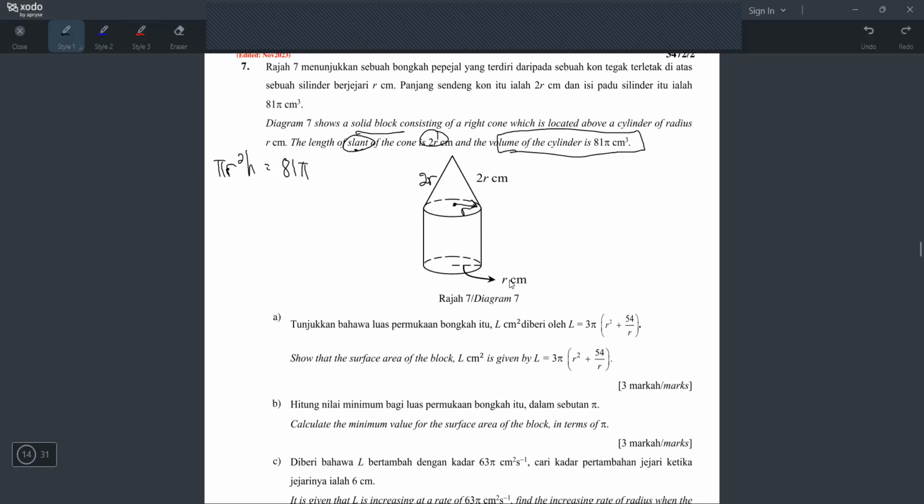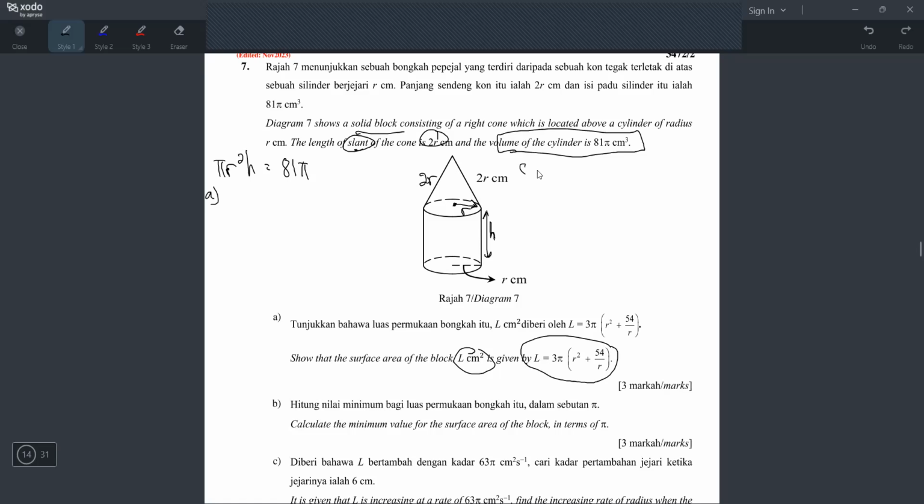But the r they never give, they just put r, and then the height of the cylinder also they never mention, but the height of the cylinder would be this, right? Okay, before I start to do anything, we read part a first. Show that the surface area of block L, meaning the whole thing, is given by this, right? Okay, for question a, they want me to find surface area.